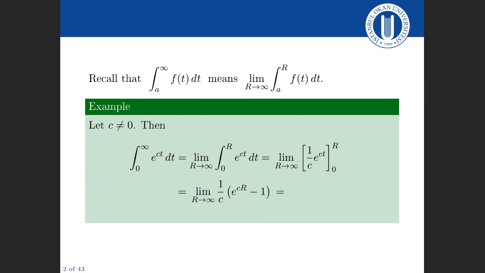We need to calculate the limit as r tends to infinity of 1 over c, e to the power cr minus 1. And this limit will change depending on if c is a positive number or a negative number. If c is a positive number, e to the power cr tends to infinity, so we have an infinite limit. If c is a negative number, then e to the power cr tends to 0, we get 0 minus 1 or minus 1. The limit is equal to minus 1 over c.